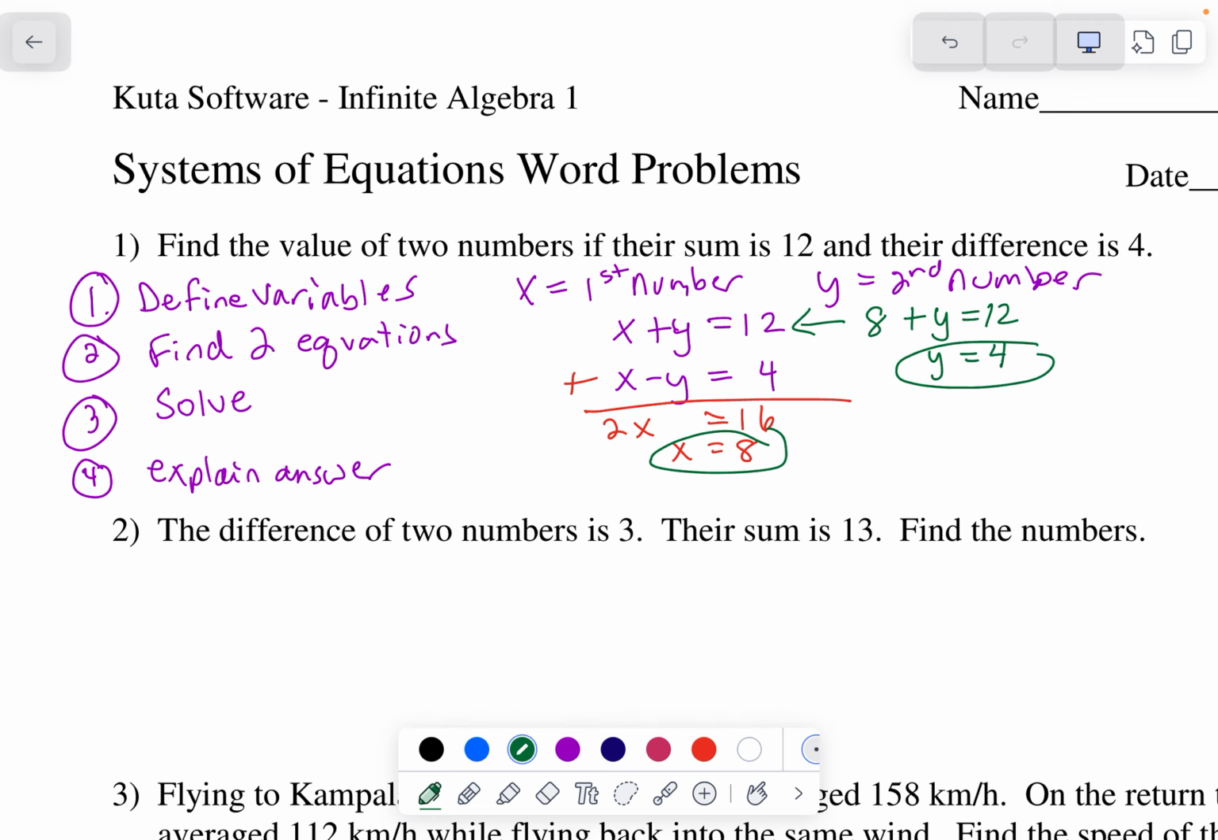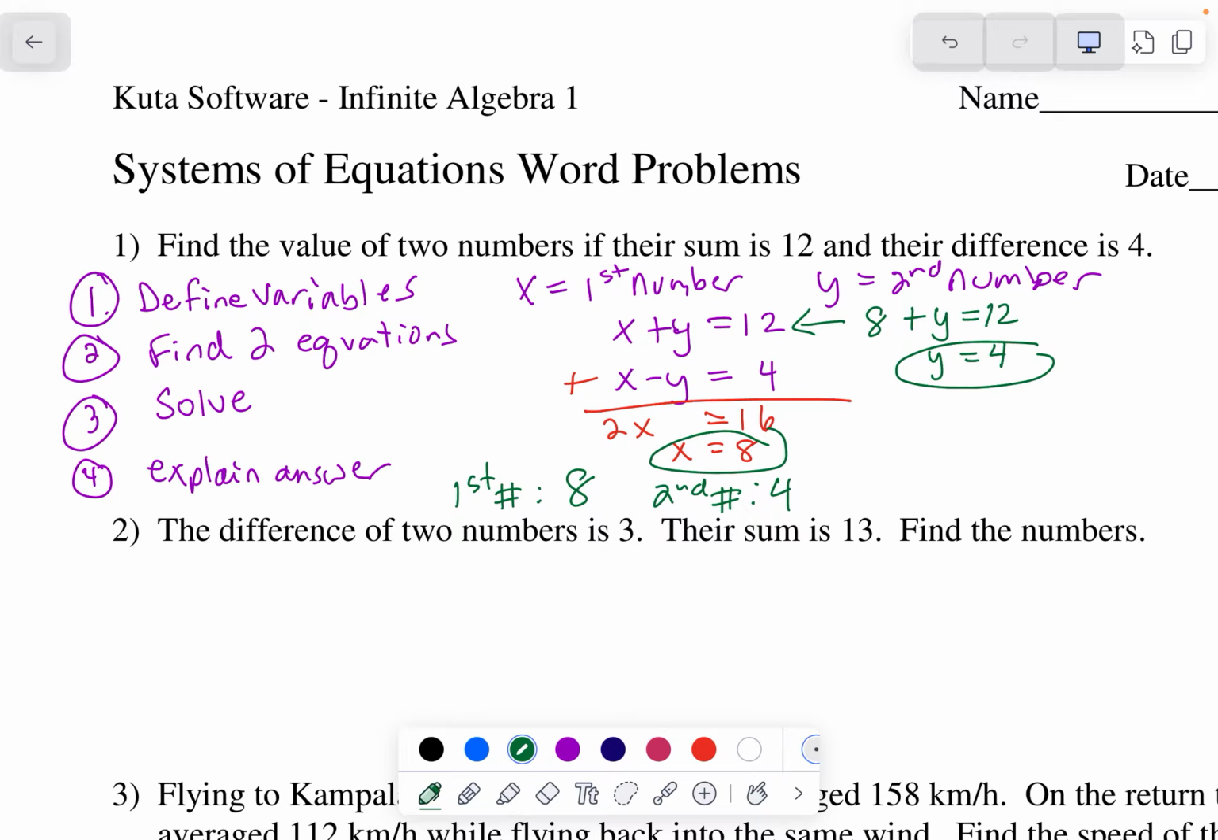So I've solved it, but I should explain my answer. And so my first number is 8. My second number is 4. And then just ask yourself, does it make sense and answer the question that they gave me? Are the 2 values' sum 12? Yeah, 8 plus 4 is 12. Is their difference 4? Yeah, 8 minus 4 is definitely 4.